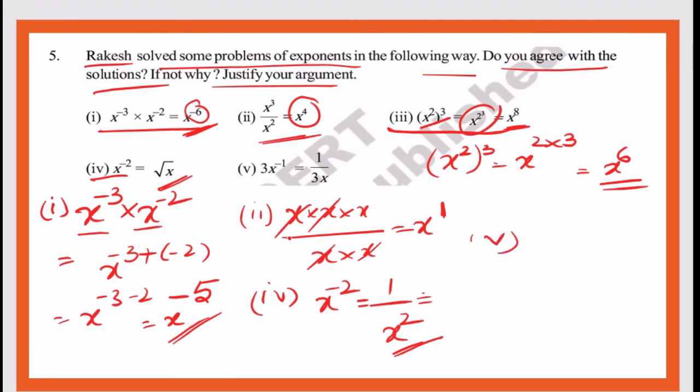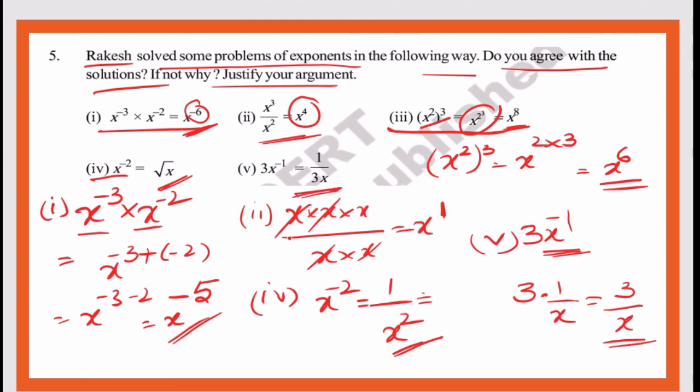Next, question number 5. Question number 5, 3 into x power minus 1. The power is only for x, minus 1. That means 3 will be in the numerator. Only the thing that changes is this x. So the answer is 3 by x. But what has he taken? He has taken both into the denominator. That means all the 5 questions he did are wrong.